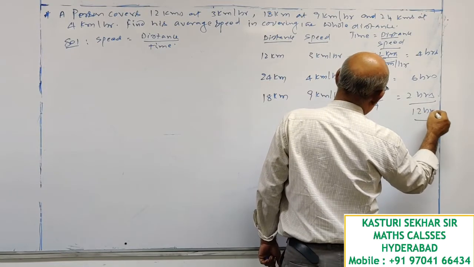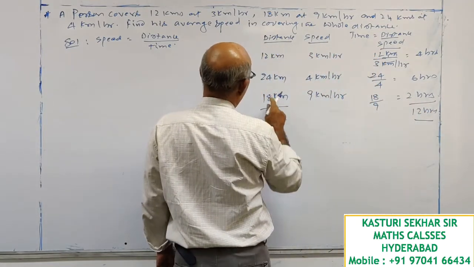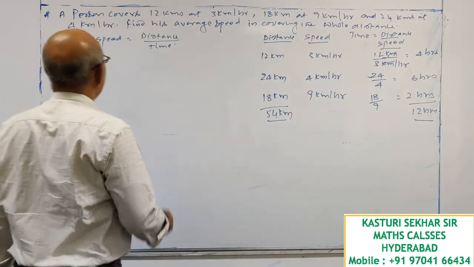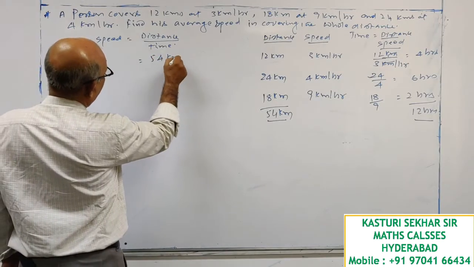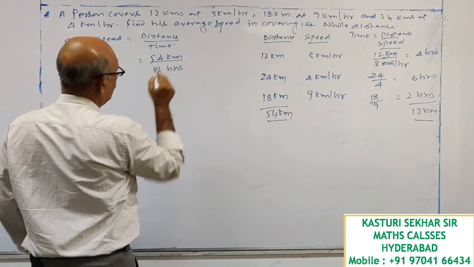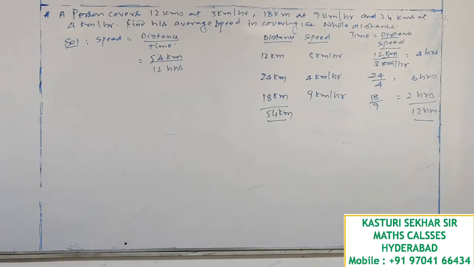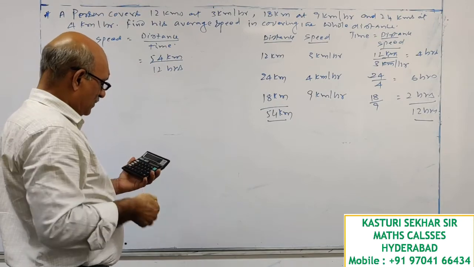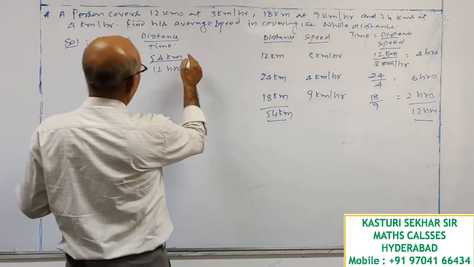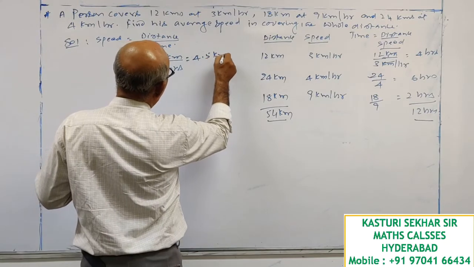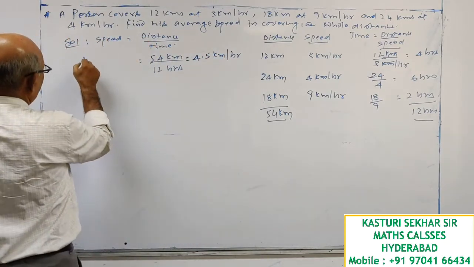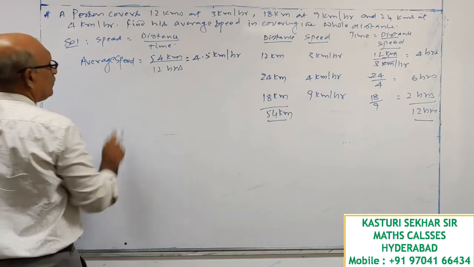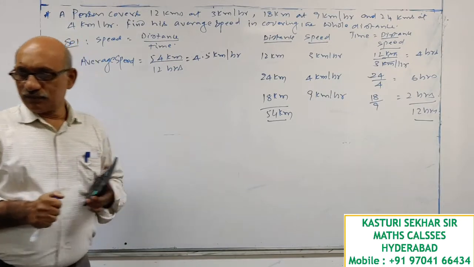Total time is 12 hours. Total distance is 54 kilometers. So this is 54 kilometers in 12 hours. So this is 54 divided by 12, 4.5 kilometers per hour. Average speed is equal to 4.5 kilometers per hour.